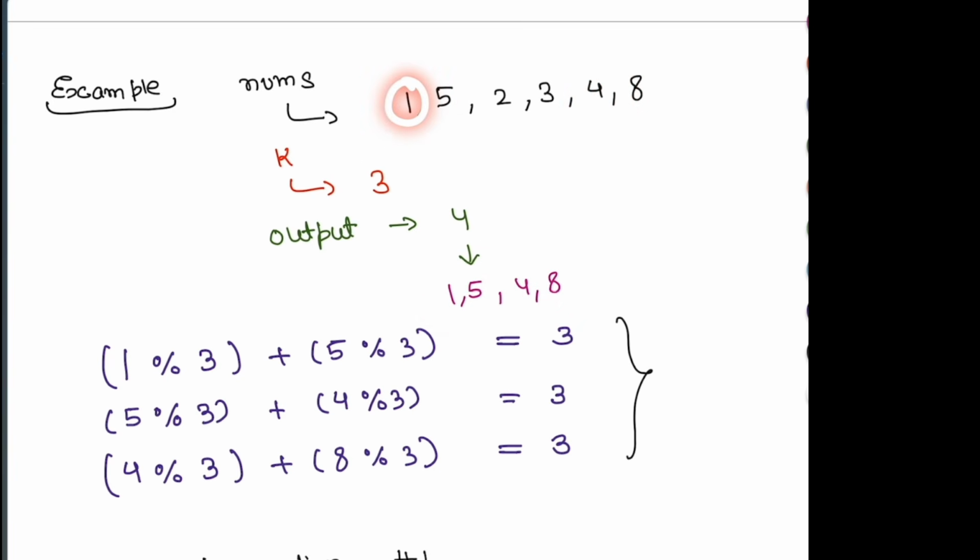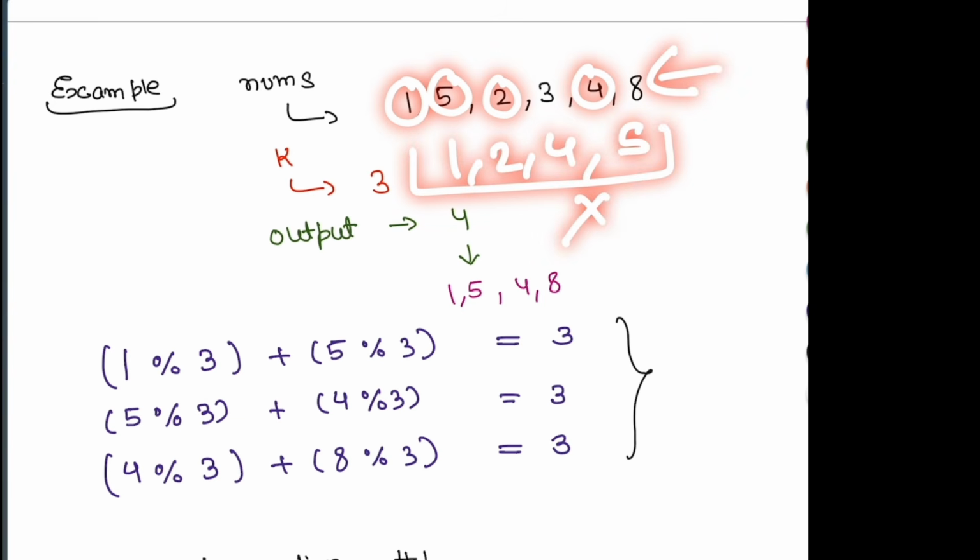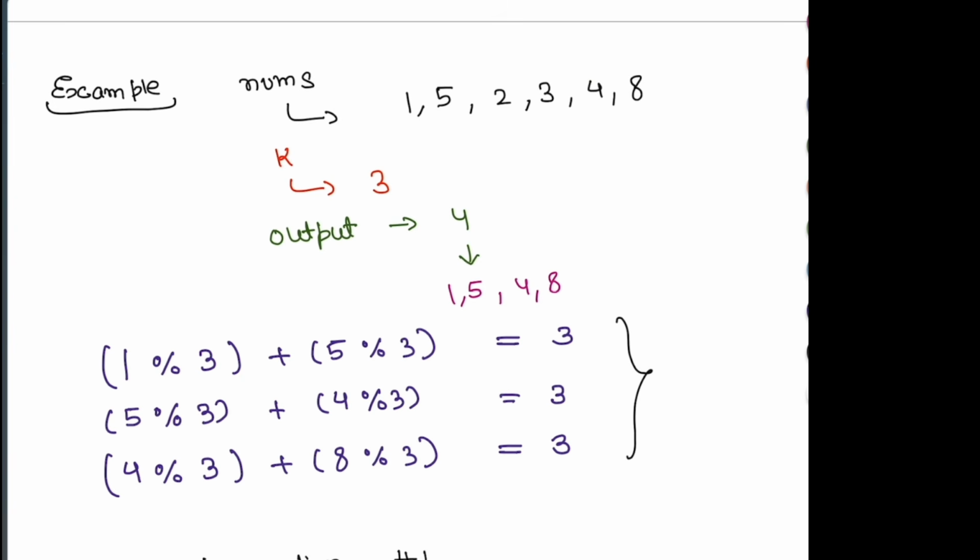If I say 1, 2, 4, 5, this is not valid, because although the elements are from my array, the order of the elements is not the same. 1, 2 and 4 is fine, but this 5 is before this 2 and before the 4. So it cannot come after 2 and 4, right? So this is what a subsequence is. So for this given array nums, the valid subsequence is 1, 5, 4, 8. Its length is 4, right? It has 4 elements. And that is why the output is 4.